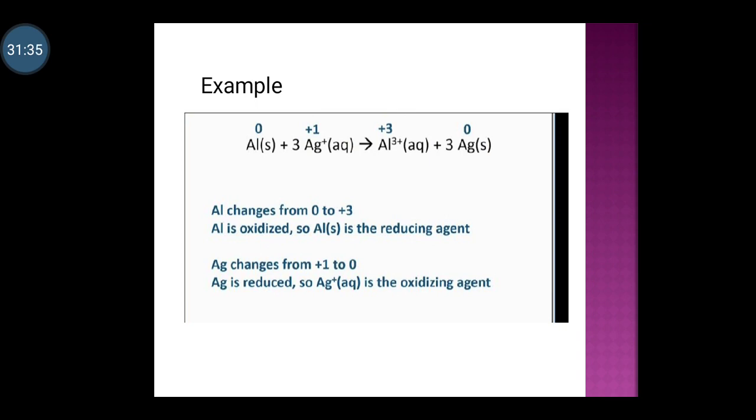So from this, you should be able to identify any redox reaction that comes your way. Alright, just take note of the oxidation number. If there is an increase, you know. If there's a decrease, then you can state if it is redox or not.